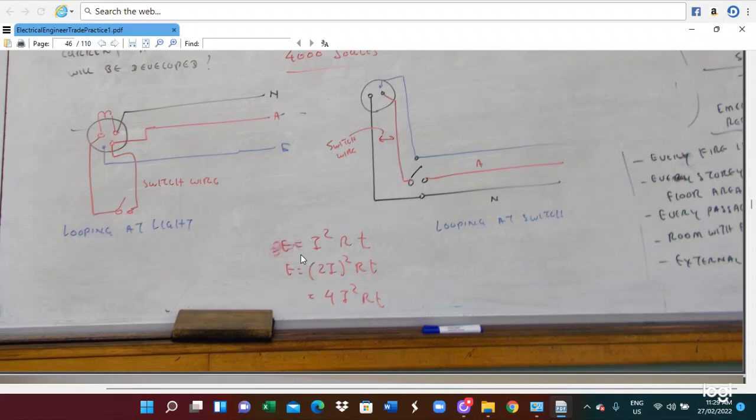So energy is equal to I squared R T, where I is current, R is resistance, and T is time. When you double the current, the energy will be 4 times.